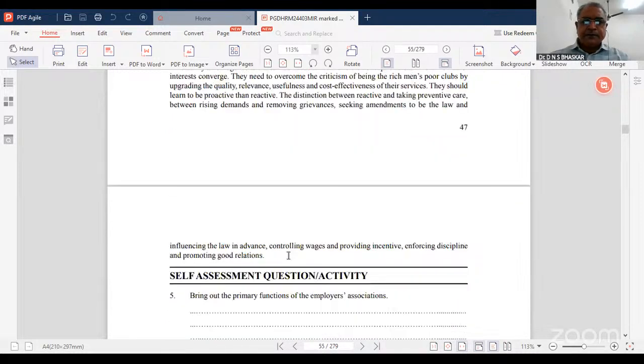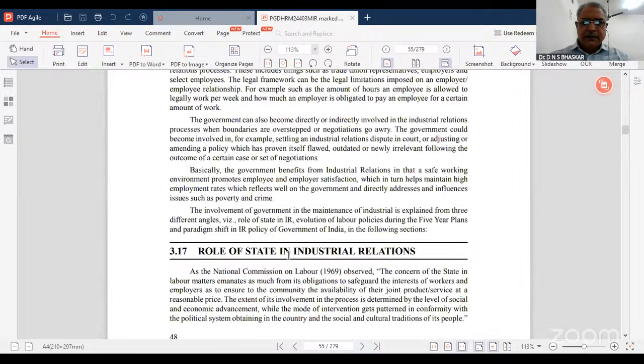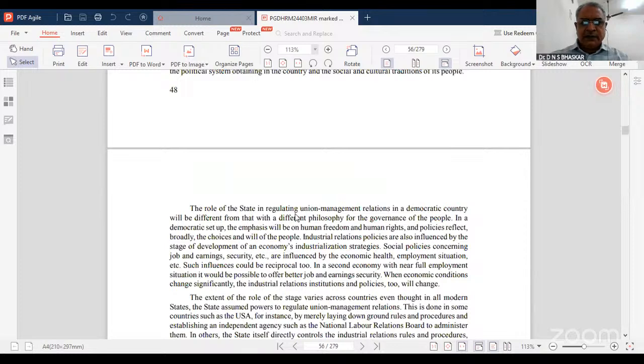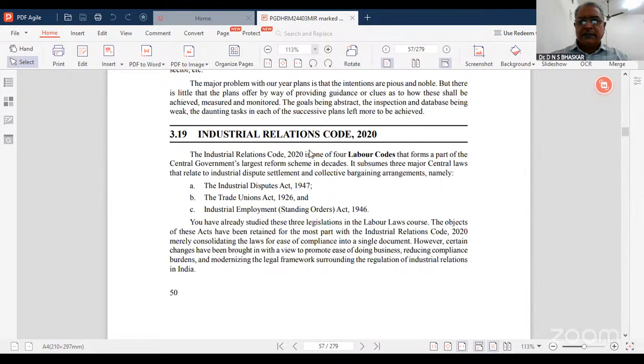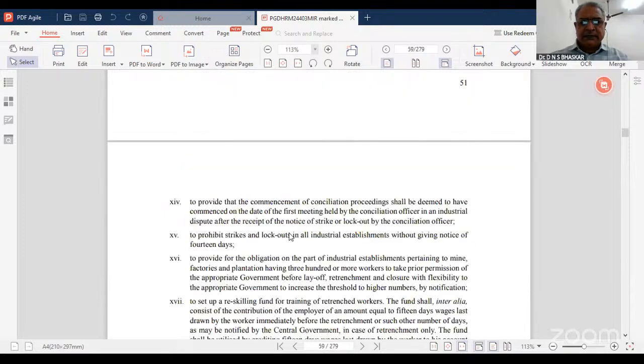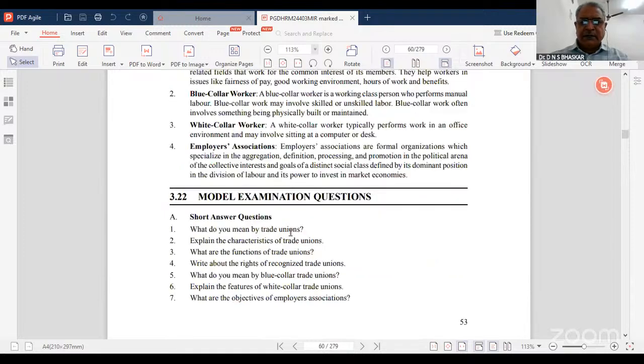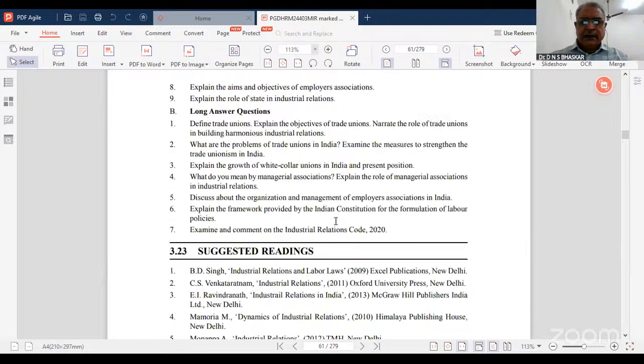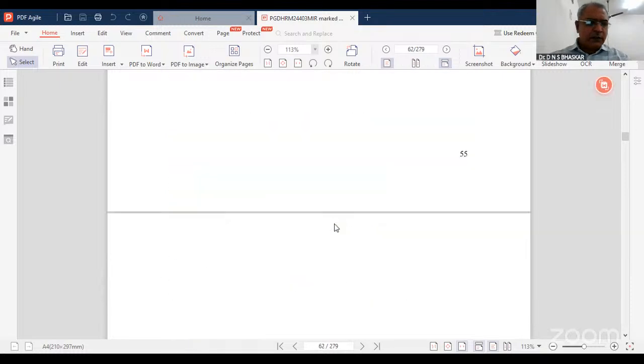Then governmental action, and so these are the various aspects in this. The industrial relations code is also established by the organization. And with that, we completed block one. And now we are going to shift our discussion to block two.